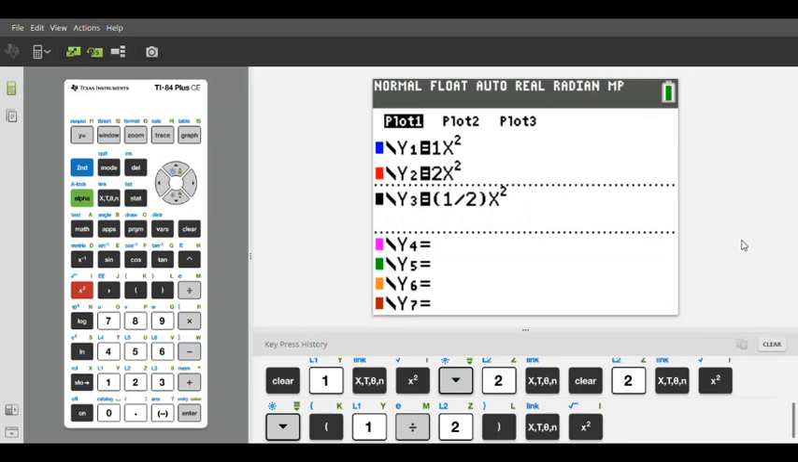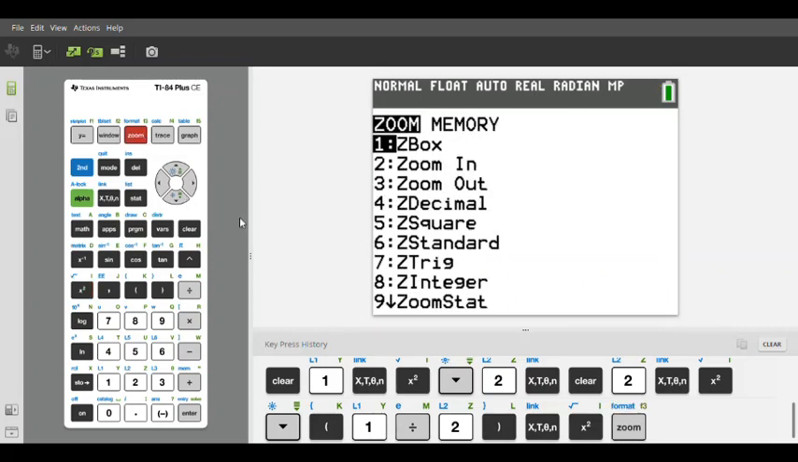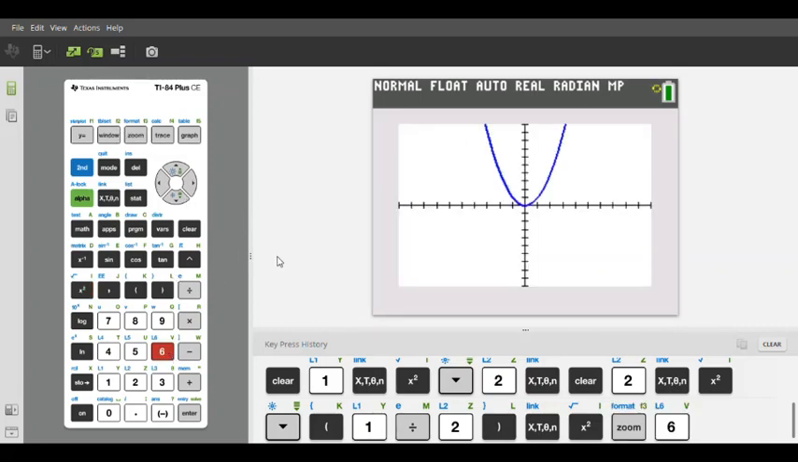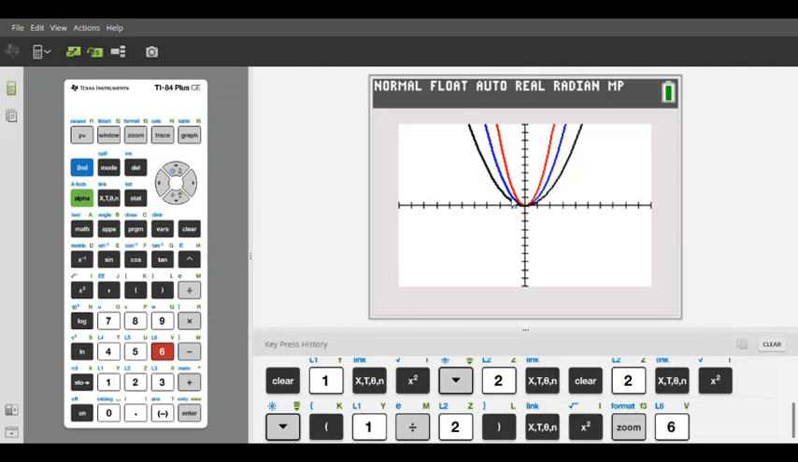So if I'm looking at my graphs here, I've got 1x squared, 2x squared, and a half x squared, and I want to see how those compare. I'm going to do a standard zoom. Okay, there's my first one. So my first one's blue, my second one's red, my third one is black. So what I'm looking at here, my first one, just my regular x squared function, is blue.